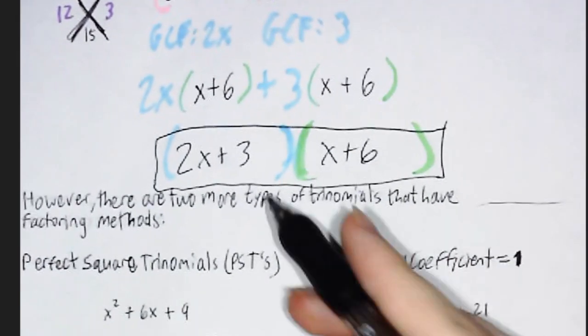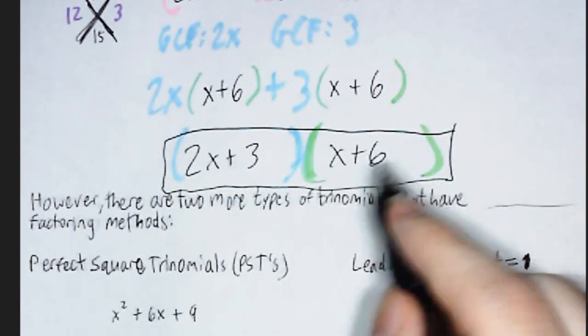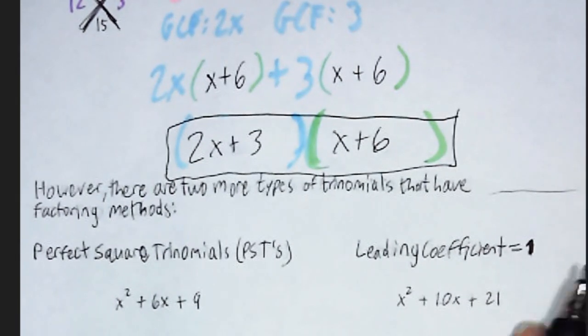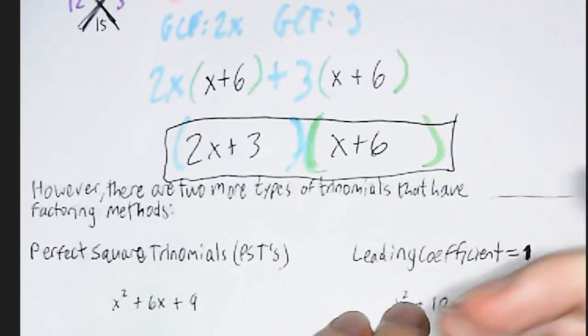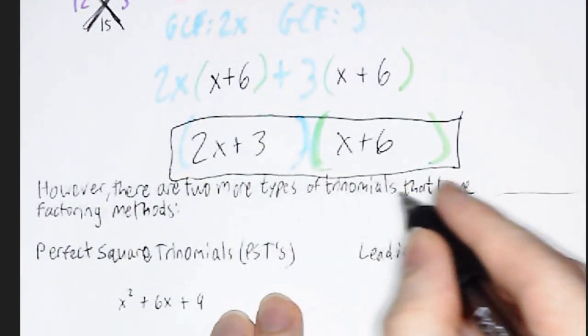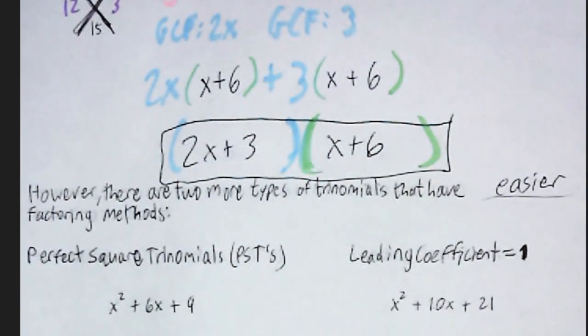So this is a lot. This is a lot of steps, but this works for every single trinomial that you can do. However, there are two more types of trinomials that you can do other methods with that are a little bit faster. So there are two more types of trinomials that have easier and faster factoring methods.